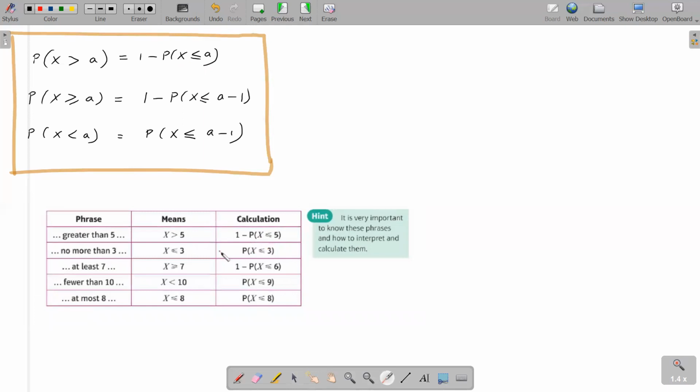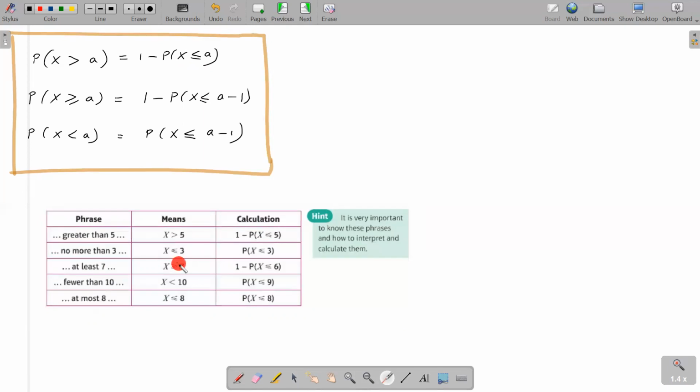Right? No more than 3. So what does the phrase no more than 3 mean? No more than 3 means you cannot exceed 3. 3 is the maximum. So that's why x is less than or equal to 3. No more than 3, it can be less than 3. Do you agree? The maximum you can go is 3. So x less than or equal 3, to get the probability, do we need to do any conversions?